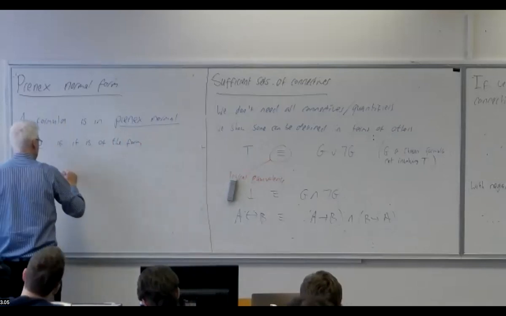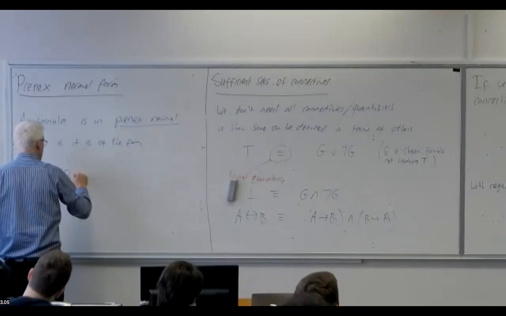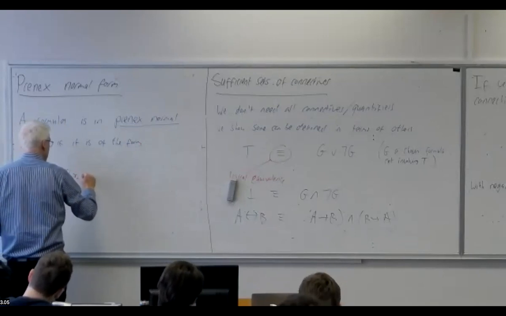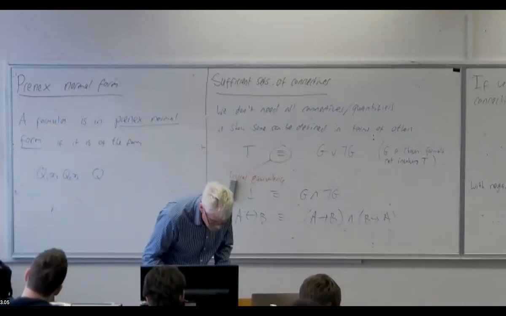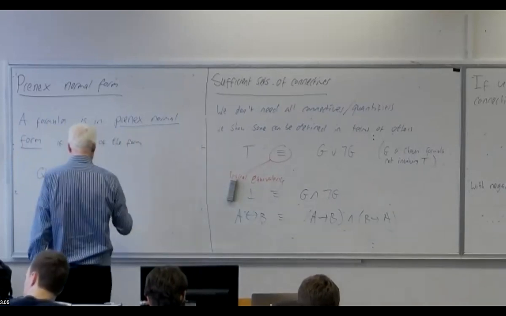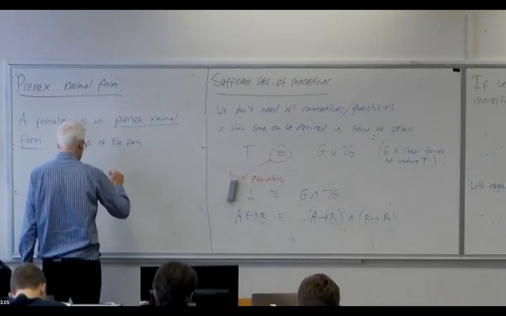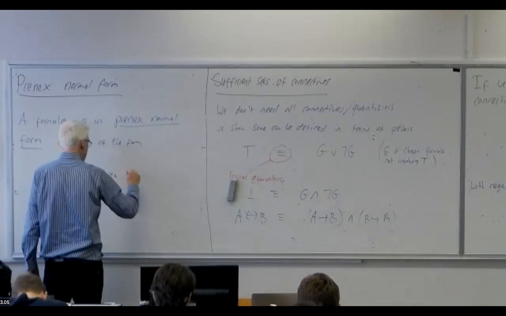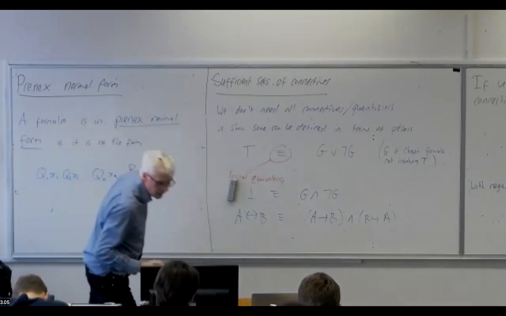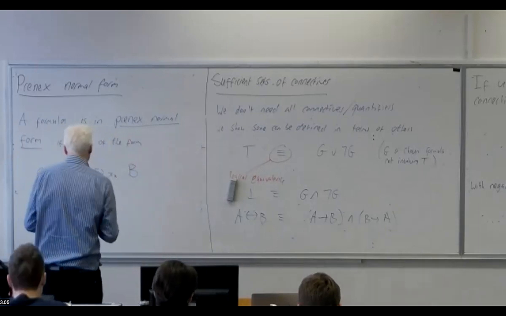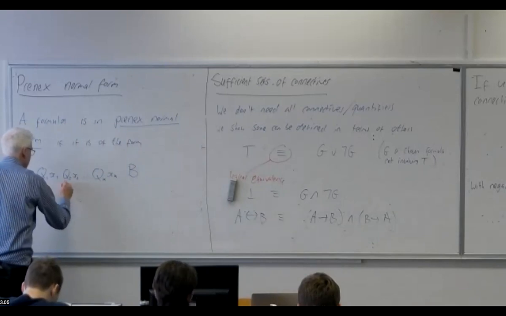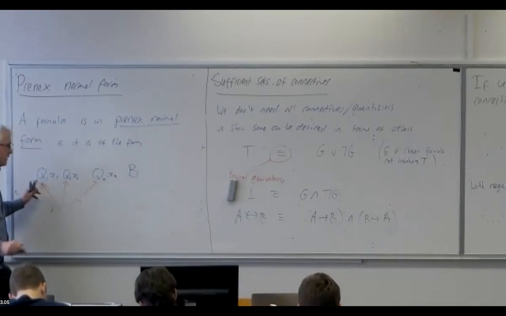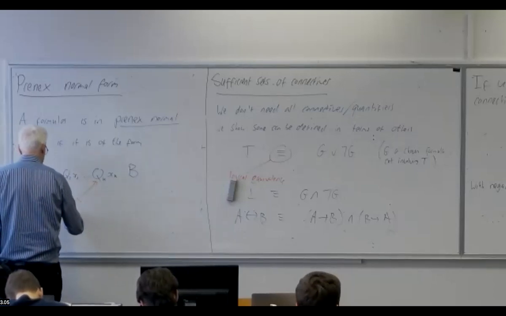Q1x1, Q2x2, ..., and it's good to have the same letter as in the notes, so we'll count up to k here, Q sub k xk, B, where these Q's stand for quantifiers. I'm using the letter Q because they might be for all or they might be exists. So these are quantifiers.